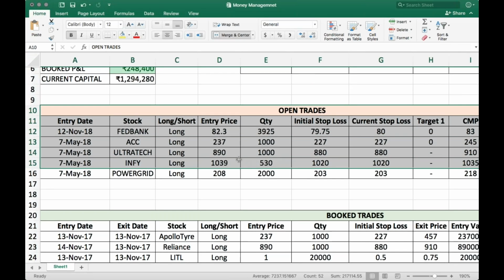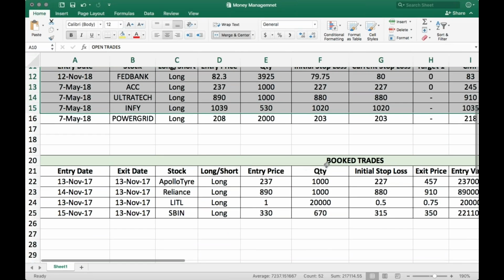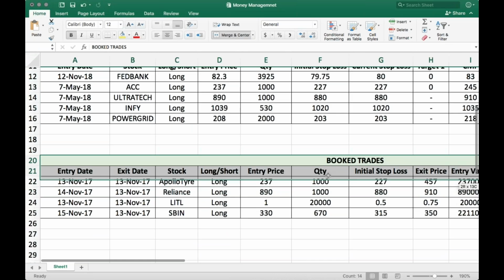Few you will exit either at a stop loss, trail stop loss, at the cost, better than the cost, much better than the cost. So you will book various different types of trades: profit, loss, big profit, big loss, etcetera. Correct? Those become a part of booked trades or closed trades.